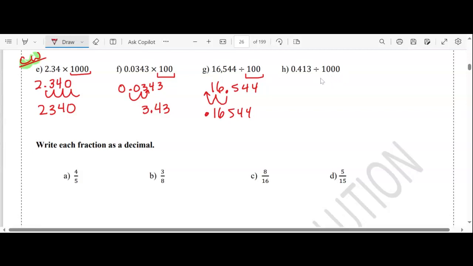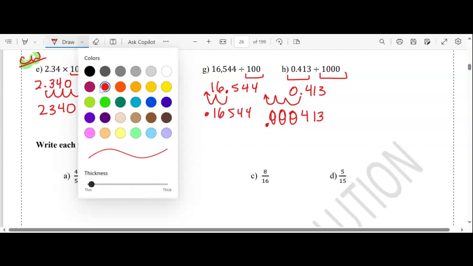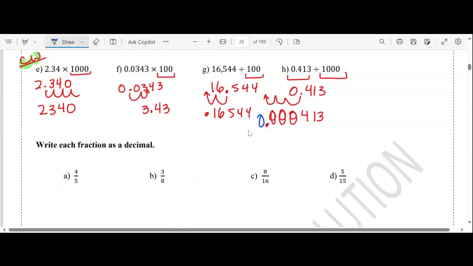0.16544. Make the number bigger or smaller? Smaller. Move the decimal how many places? 3. So left to right? 1, 2, 3. So I'm going to put how many? 2. Is this clear? If you want, you can add another 0 on the left side. If you want to add 0 here, it's fine. It's okay. All right, let's move to the next one.